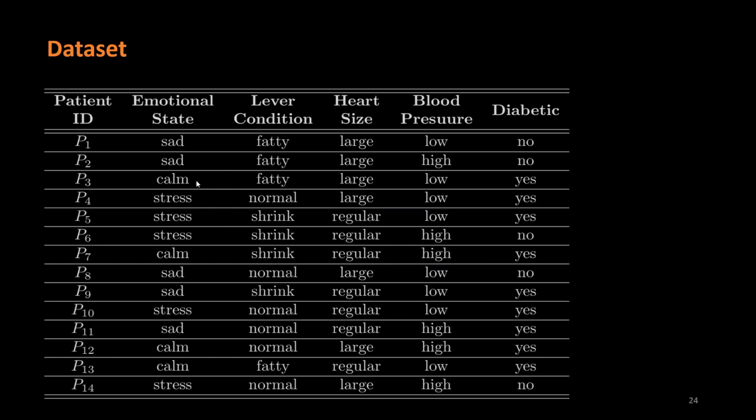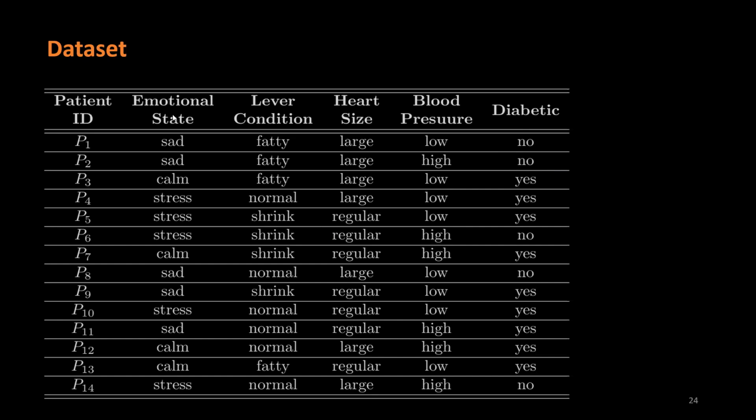So this dataset has 6 columns. The first column is patient ID and the last column is our labels. Our label has 2 values, yes or no. It means if the patient is a diabetic patient, then it will be assigned the category yes, otherwise it will be assigned the category no.